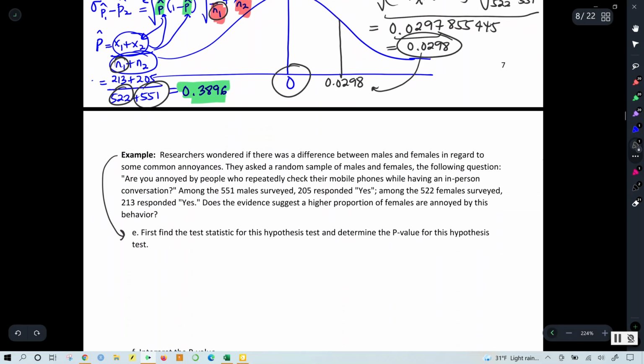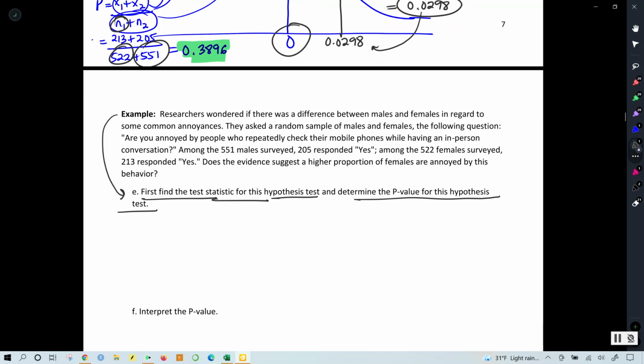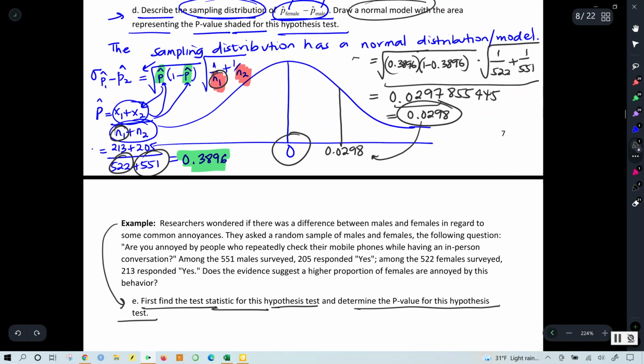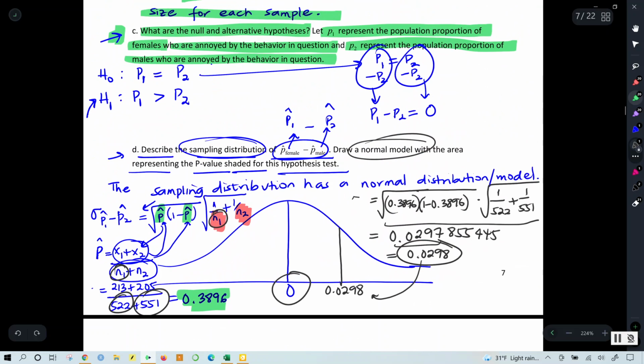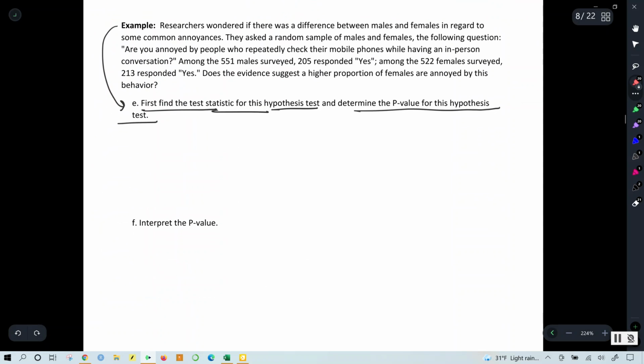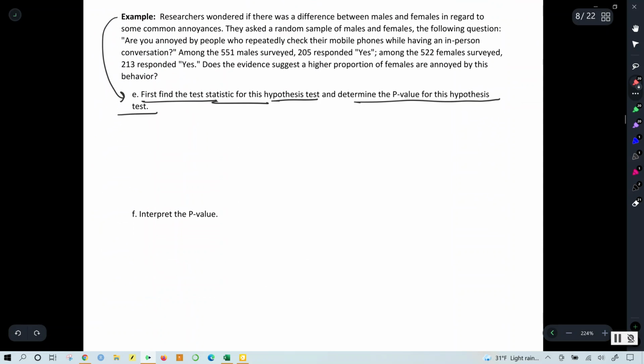We continue the same question. We are to find the test statistic for the hypothesis test and to determine the p-value for this hypothesis test. How do we do that? A quick note that I just remembered in the previous part of the question. Please note that since this is a right tail test, this has to be shaded to reflect that this is on the right here to represent the normal model. So with that said, we continue to what we're working on here.